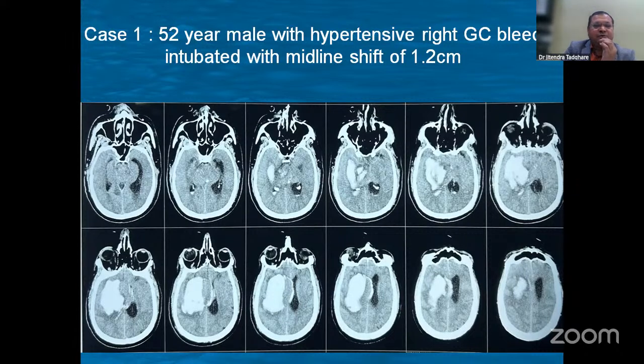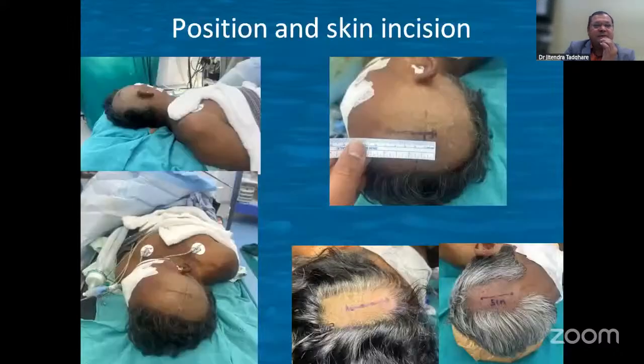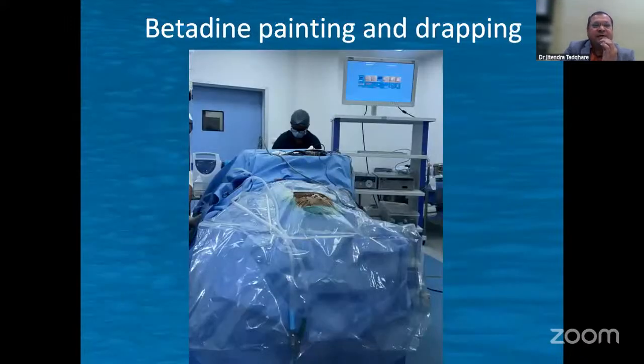So we took the patient to the OT immediately, and we could see the position of the patient: supine with head turned with bolster under the shoulder, and we mark a 5 centimeter skin incision just around the coronal suture. Sometimes we shave the head, or we can do a hair sparing incision also. So this is after betadine painting and wrapping. We keep the setup like this, where the endoscope trolley and microscope trolley are towards the foot end.